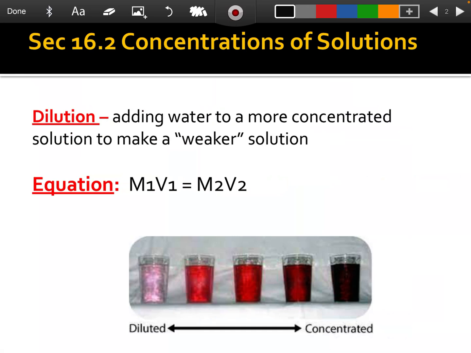Dilution is the process of adding water to make a more concentrated solution weaker. You take your concentrated solution and then add a specific amount of water to it to make a new concentration.